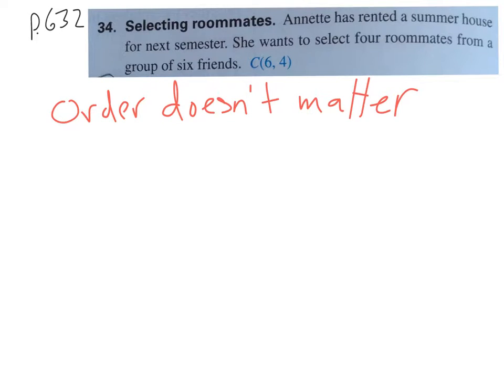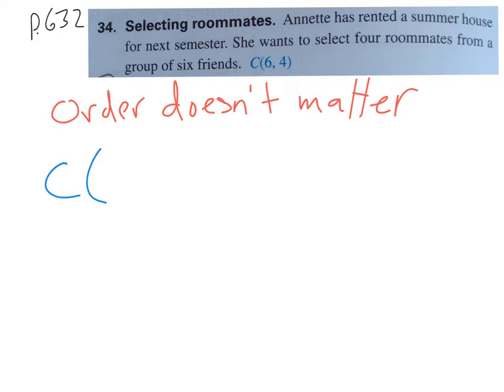She's just simply choosing 4 out of 6. So that automatically means we're going to do a combination. So we're going to have a C. And now we have to determine our N and our R. N is representing the number of objects to choose from, and R is representing the number of objects to choose.